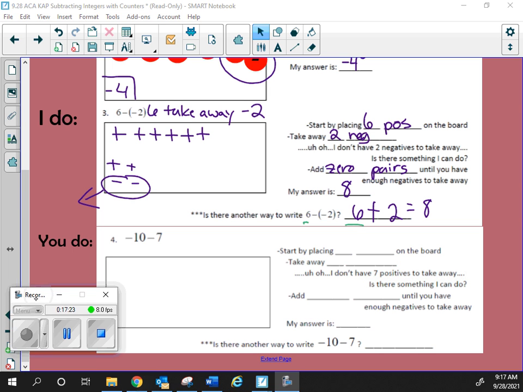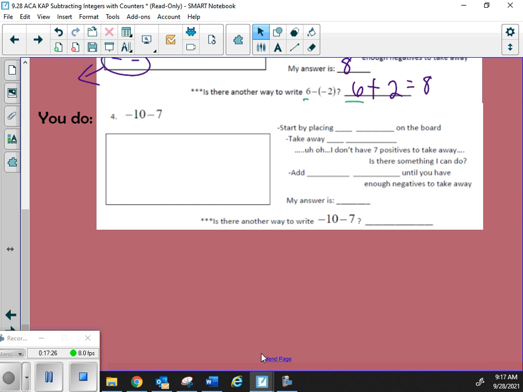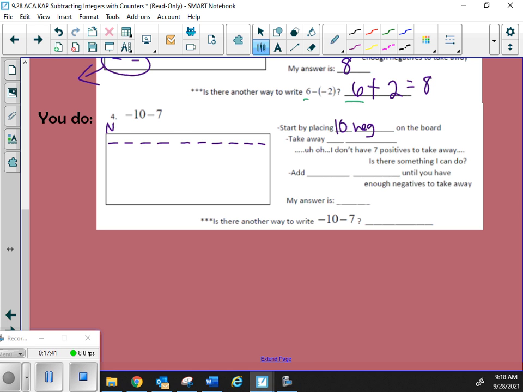All right, so who can tell me what I'm going to start with? Even if that's as far as you got, what are you going to start with, Carolyn? I'm going to start by placing 10 negatives on my board. And I saw y'all rocking that. So I'm going to put 1, 2, 3, 4, 5, 6, 7, 8, 9, 10. Okay, again, this is negative 10, and then I need to take away what? That's a positive 7, because again, that's the word take away. That's going to be 7 positives. We need to take away 7 positives.